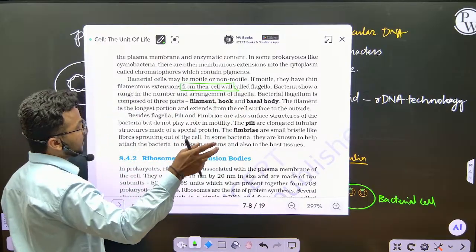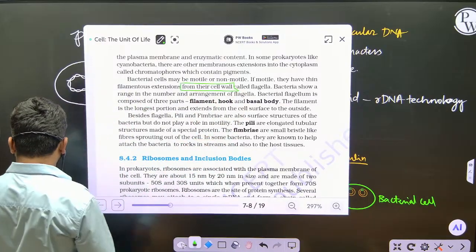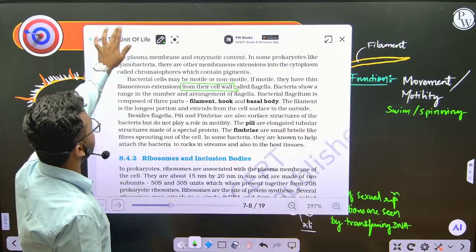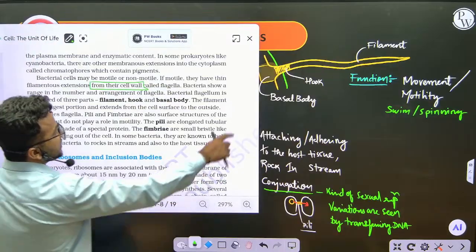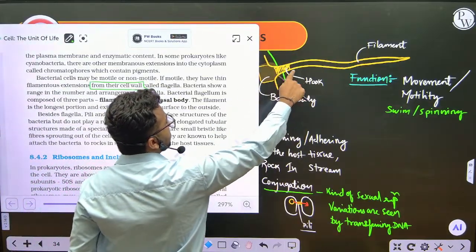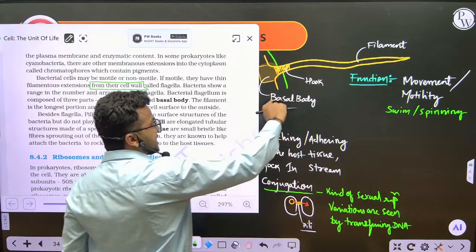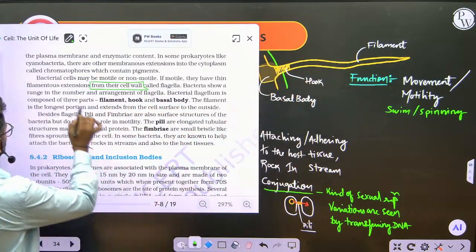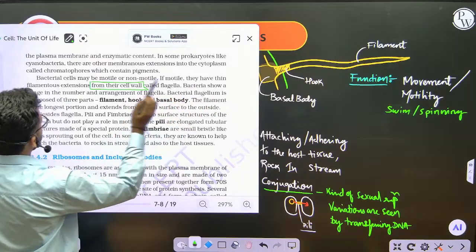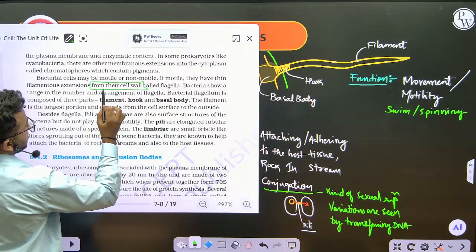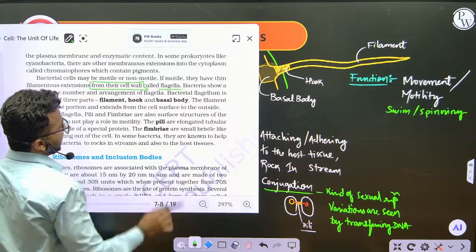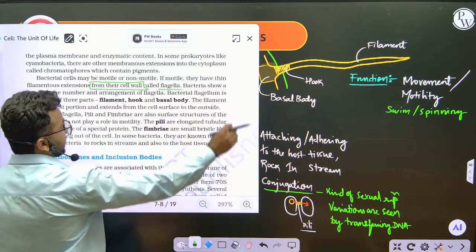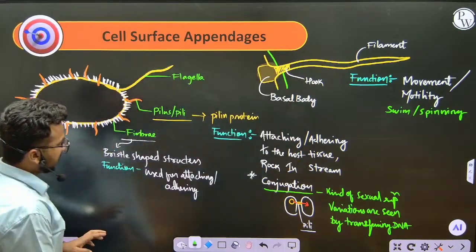From their cell wall. In the last case, I said that this flagella is an extension from the cell membrane. But here it is extending from their cell wall. So they have a thin filamentous extension from their cell wall called flagella, and it is having proteins and all. So you read that later. So it is about the flagella.